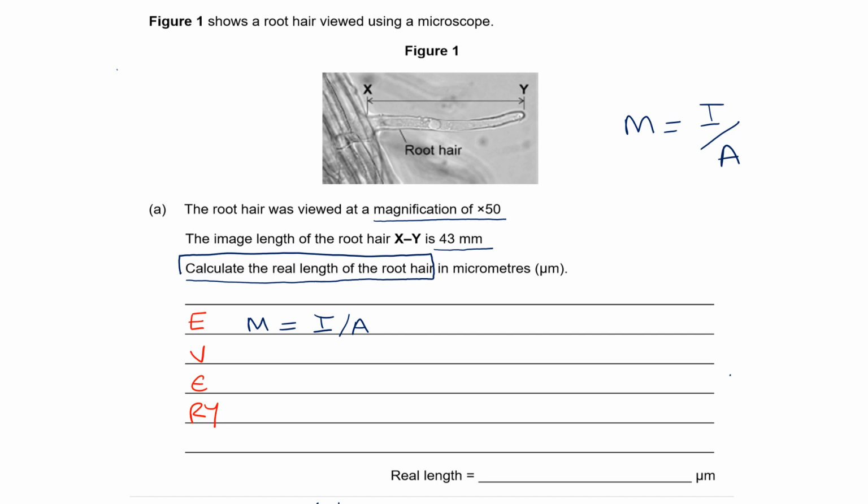The V stands for the values of the variables that we get from the question. So for magnification, we know that is times 50. The image size is 43 millimetres. And it's the A, the actual size, that we're actually solving. The second E stands for the equation with the substitution of the numbers. And if we rewrite that, then we have 50 equals 43 divided by A. In order to make A the subject of the equation, we would rearrange the equation, and then we can rewrite that here as A equals 43 divided by 50.